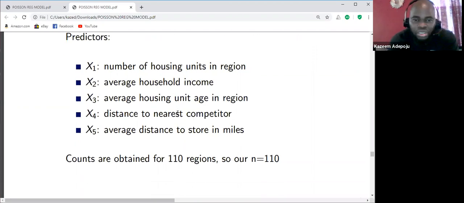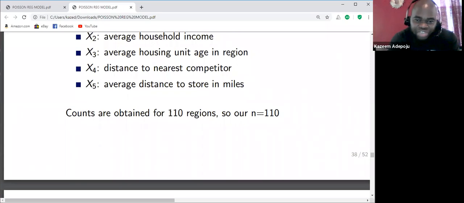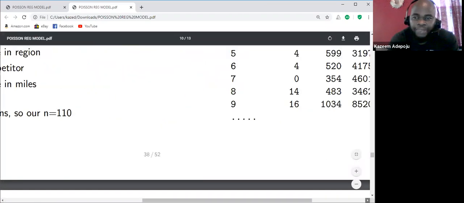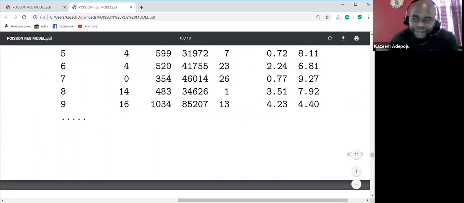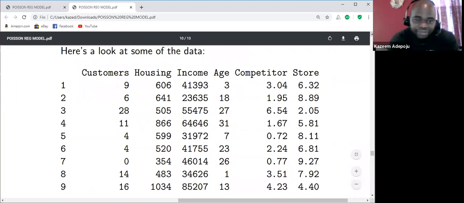Now, based on the variables we have here, we're going to consider 110 regions. So our n is going to be 110. This is the data set that was collected over the 110 regions. In the store in region 1, there are 9 customers, and in that region there are 606 housing units. And this is the mean income, this is the mean age, the competitor, and the store.